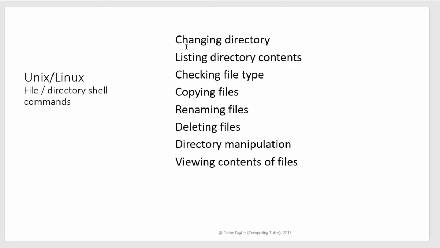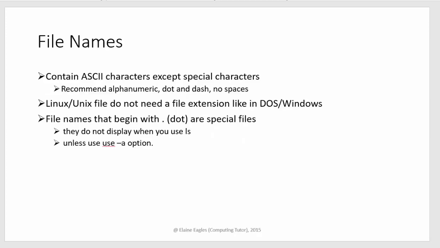Hi, I'm Elaine. I'm going to give you an example of Unix and Linux file and directory manipulation, covering these areas. File names are ASCII characters, shouldn't have spaces, they're case sensitive, they don't need an extension, and file names with a dot are special files.